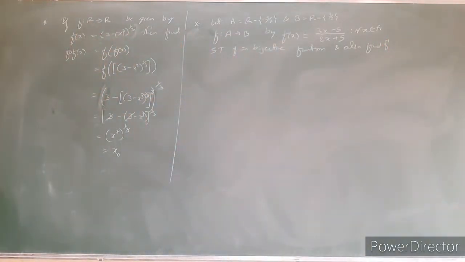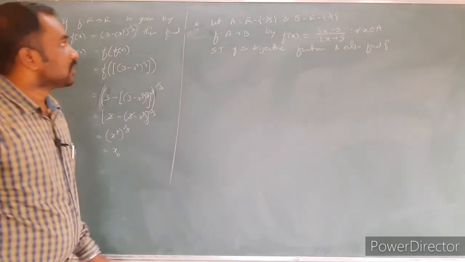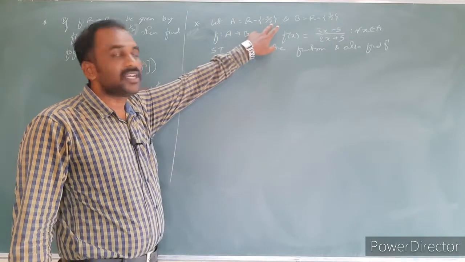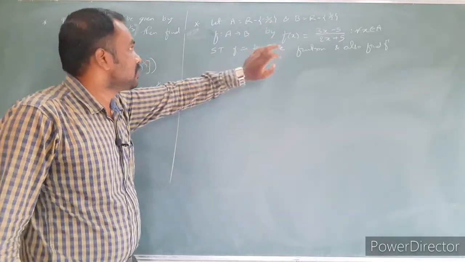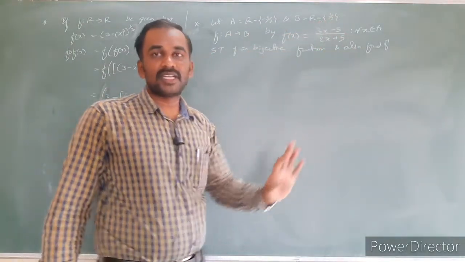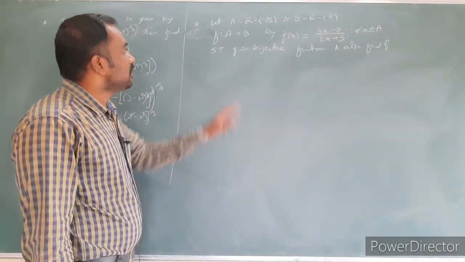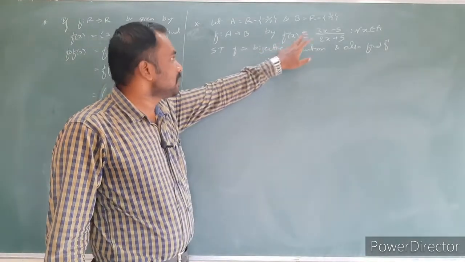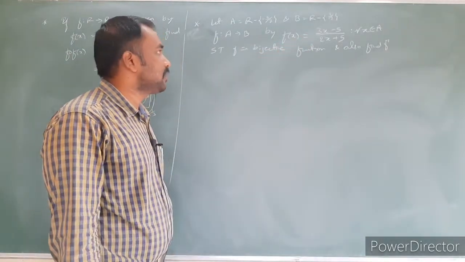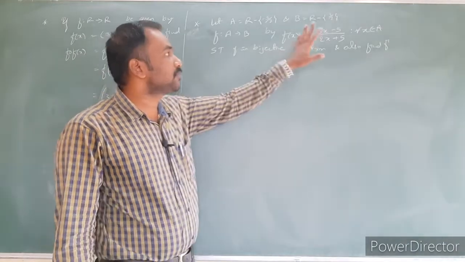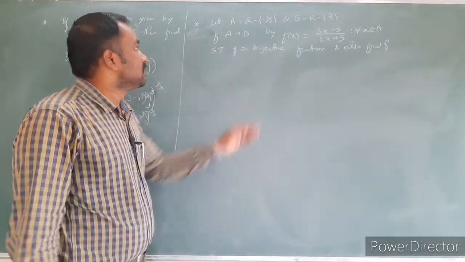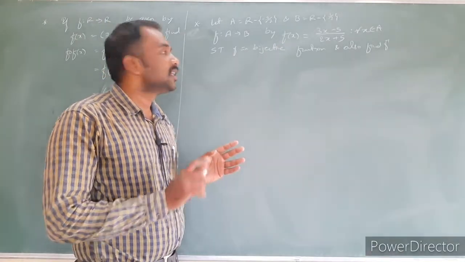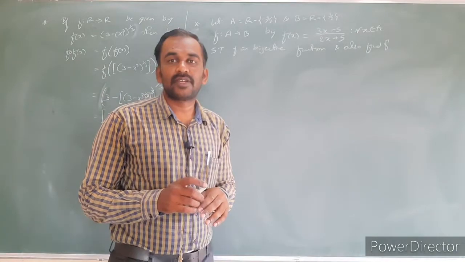Here A is a set, B is a set. What does the set A contain? The set of all real numbers except minus 5 by 2. What does the set B contain? The set of all real numbers except 3 by 2. The function is defined from the set A to set B by f of x is equal to 3x minus 5 divided by 2x plus 5, for all x belonging to the domain set A. We are required to show that this function is bijective. What is bijective? One-one and onto, and we also need to find the inverse of the function.